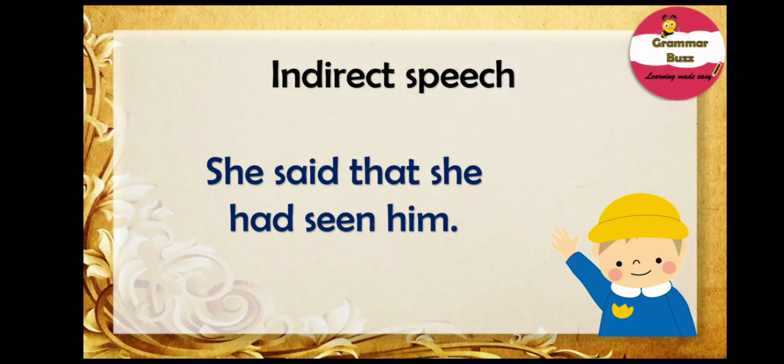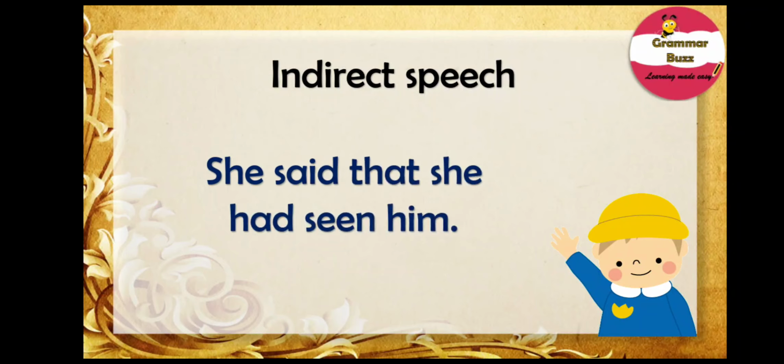We notice that in indirect speech, no quotation marks are used. There is no comma after said. The quotation marks are replaced by the conjunction that. There is a change in the pronoun from I to she, and the tense of the sentence has also changed from simple past to past perfect.